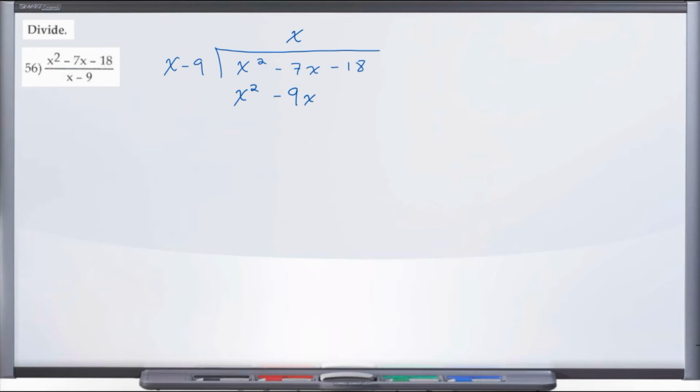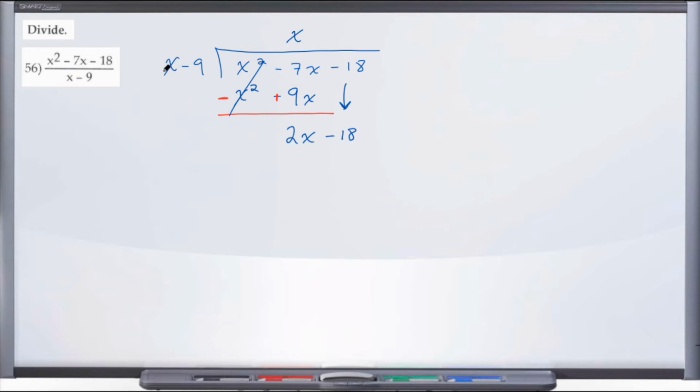And now we are going to draw our line, change our signs. So this was a positive x squared, well now we're going to say minus. And this was a -9x, well now we're going to say that's a positive 9x. And now perform the operation. Well, we have x squared minus x squared, so that goes away. -7x plus 9x is positive 2x. And then we're going to bring down our next term. And the process starts all over again.